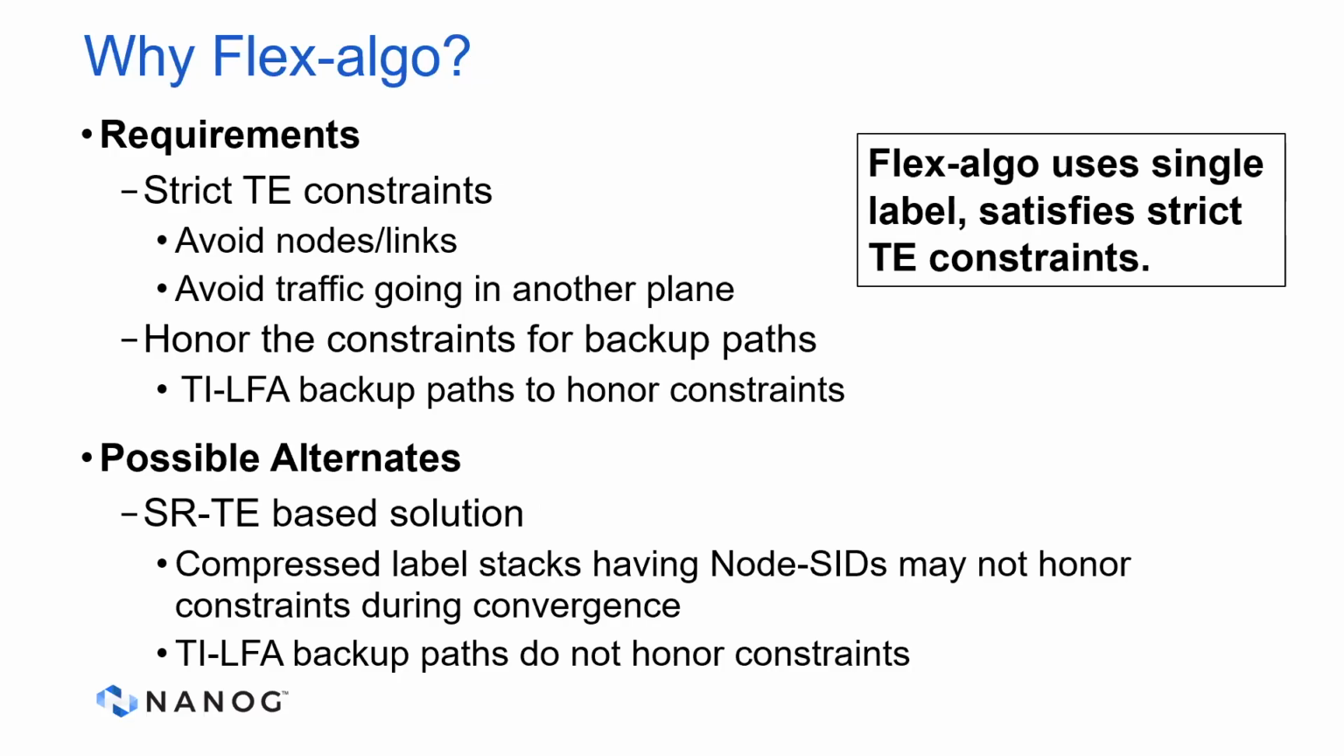So let's see why we need FlexAlgo. You may be wondering, we have various ways of computing the paths that satisfy certain constraints. This could be based on SRTE or based on other mechanisms such as multi-topology in IGP. So why is this FlexAlgo? What is different, or why is there a need for another way of computing constrained paths? We can look at some requirements such as very strict TE constraints, such as avoid certain nodes or links. Or there could be requirements such as avoid the traffic going in another plane. And we also may have requirements to honor these constraints for backup paths as well, such as TILFA backup paths.